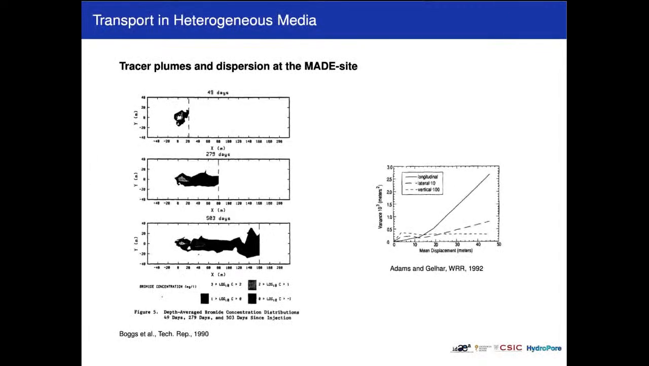However, when we look at other experiments in more heterogeneous porous media, we see that this does not work. So here, these are tracer plumes from the MADE site, from the MADE experiment, which stands for macro dispersion experiment, which was conducted in the late 80s, in order to test again the macro dispersion theory of Gelhar, Dagan, and other people. And it turned out that it didn't work.